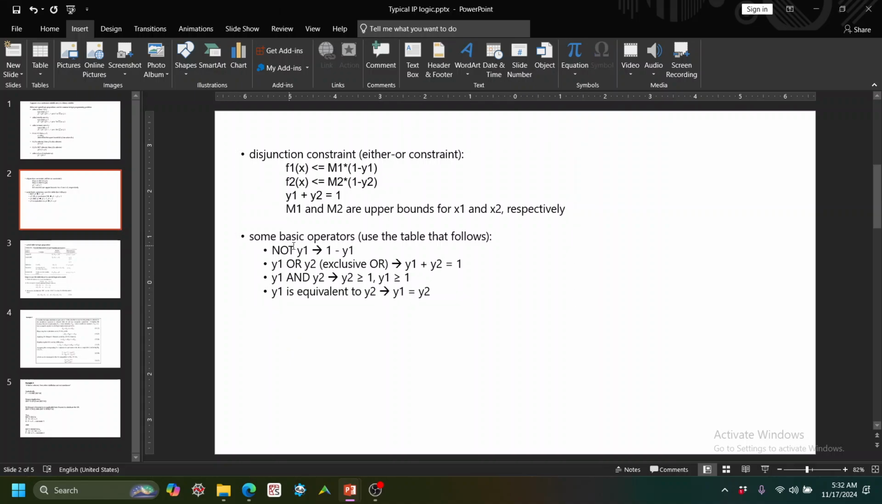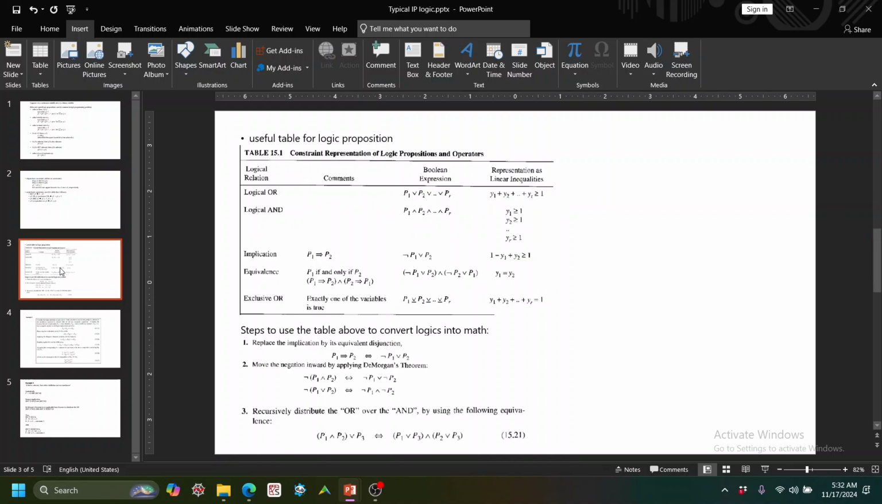This is more like a repetition of the previous slide, but we can see this table below. If the logical relation is OR, then the Boolean expression is P1 or P2 or P3, and so on. The algebraic formulation is Y1 plus Y2, and so on, larger than or equal to 1. So they don't put equal to 1, either-or. It's just that at least one has to be 1.